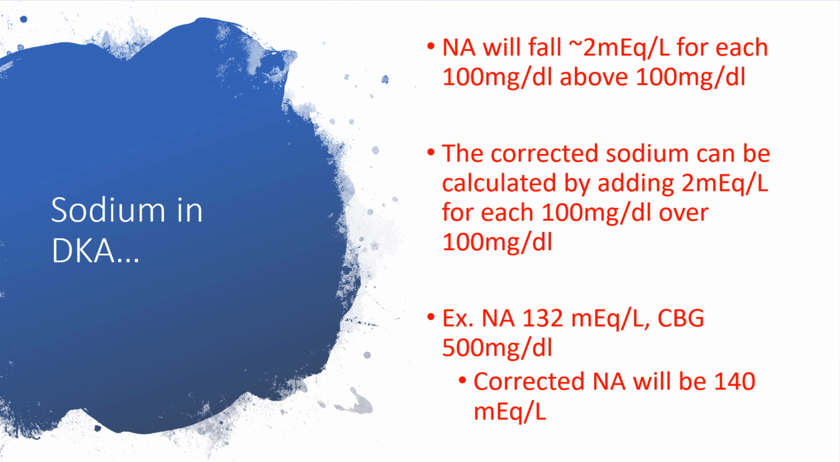So what do we know about sodium in DKA? What we know is that for each 100 above 100 that the glucose rises, the sodium will fall by 2. So with that being the case, if we have someone whose sugar is 500, we add 2 for each 100 milligrams per deciliter over 100 back to the sodium level. You can see the example below.